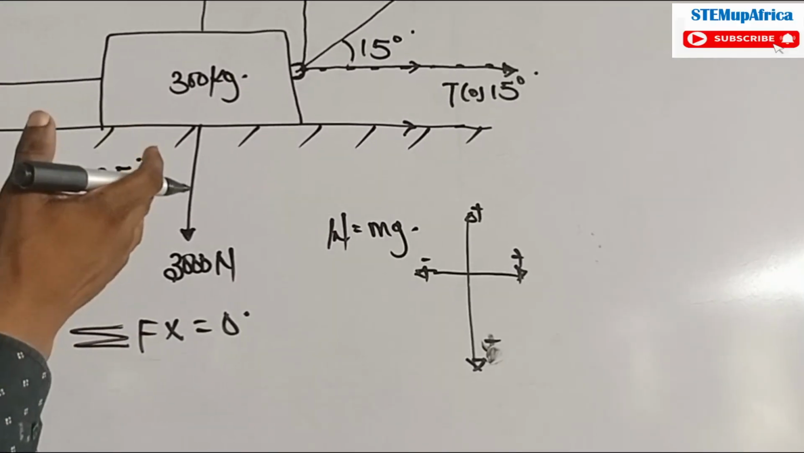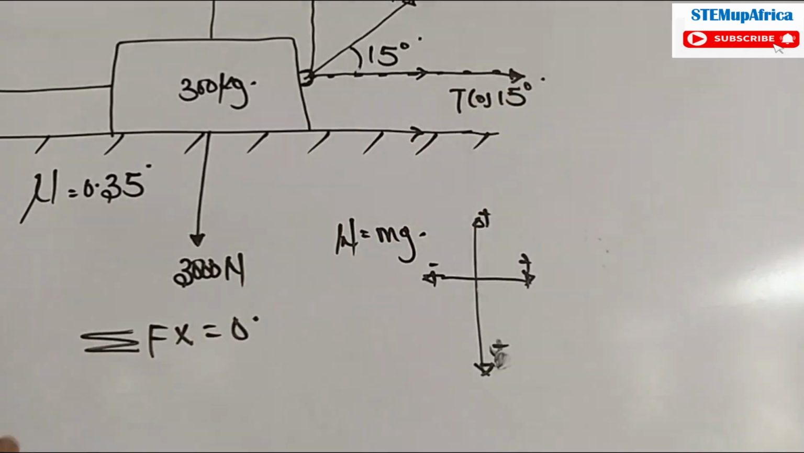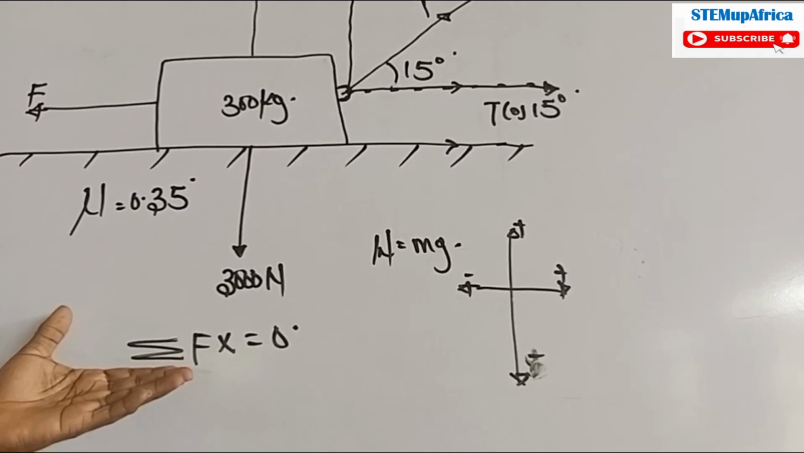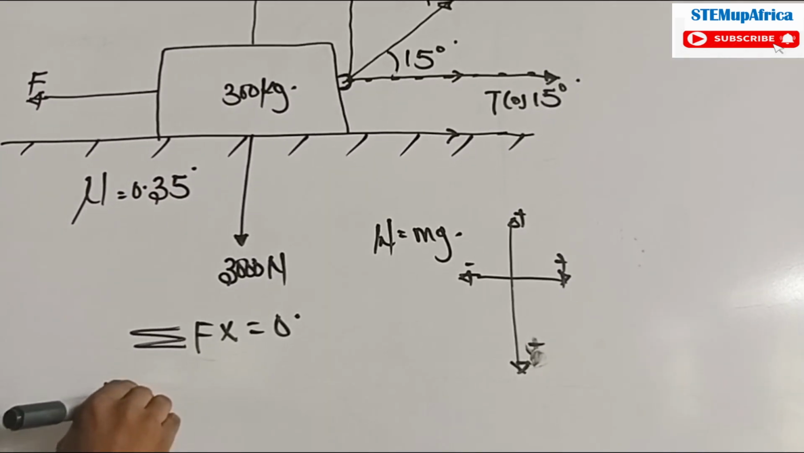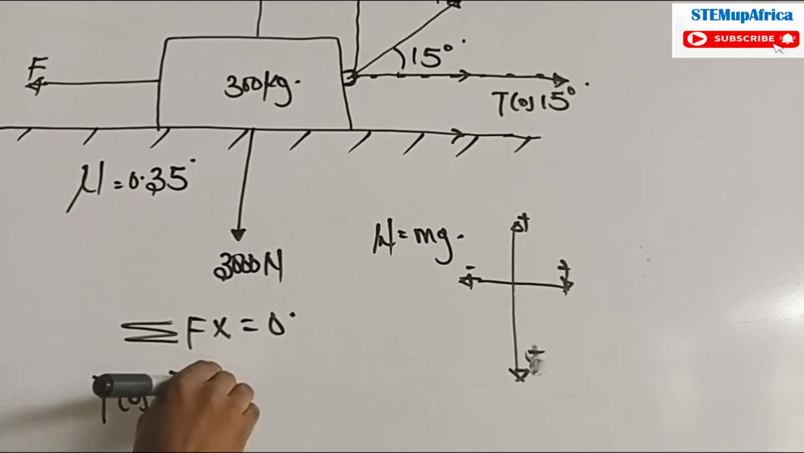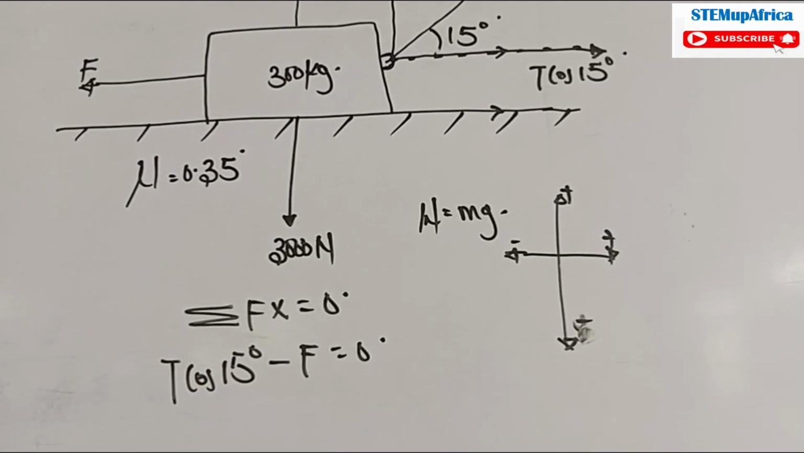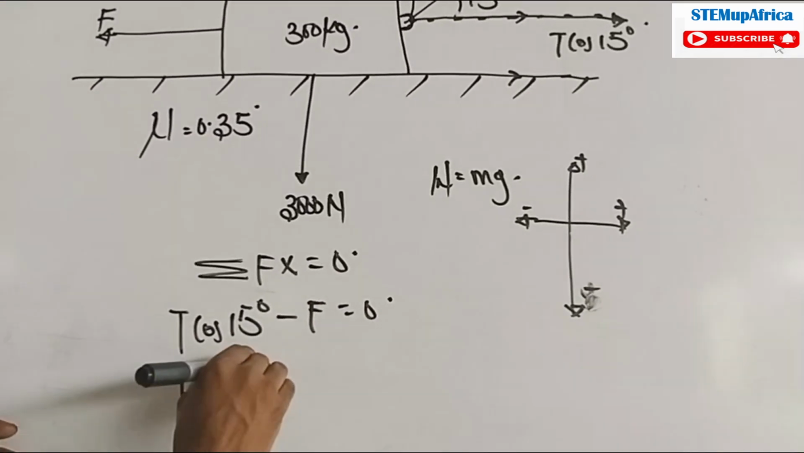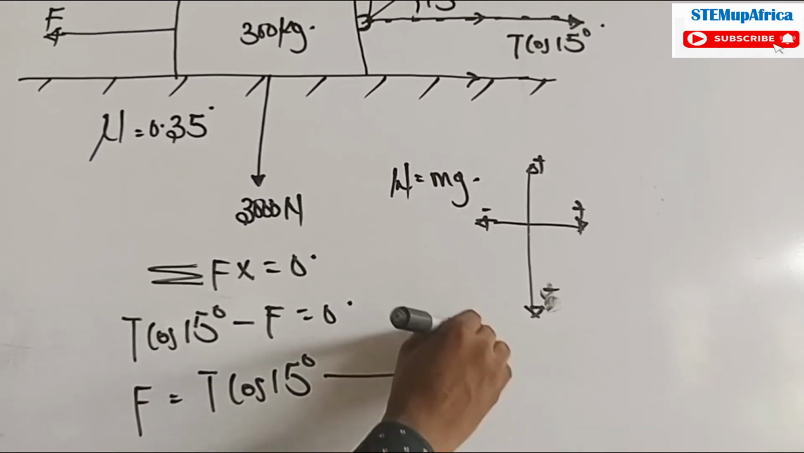So if you look at the diagram, T cos theta is following this concept, which is positive, and the frictional force is following this direction, which is negative. So the sum of all horizontal forces is 0. So let's do that. I'm having T cos 15 degrees minus the frictional force equals 0. So I can make the frictional force the subject by transferring it to this side. So my frictional force becomes T cos 15 degrees. Let's take this one as equation 1.